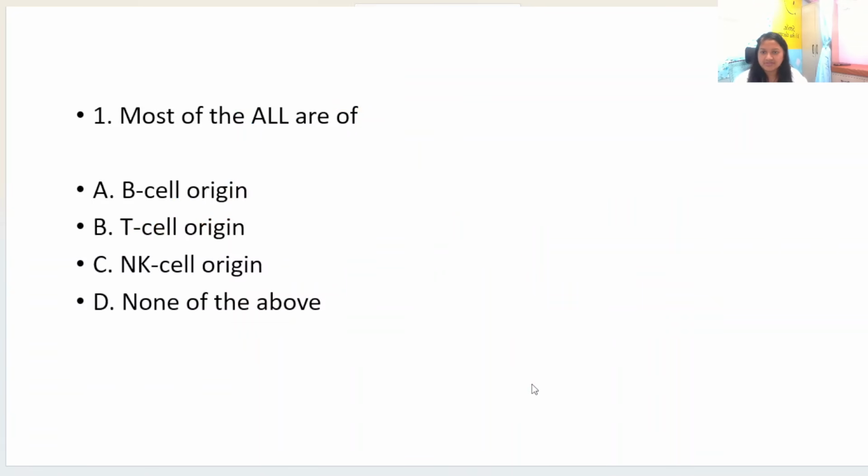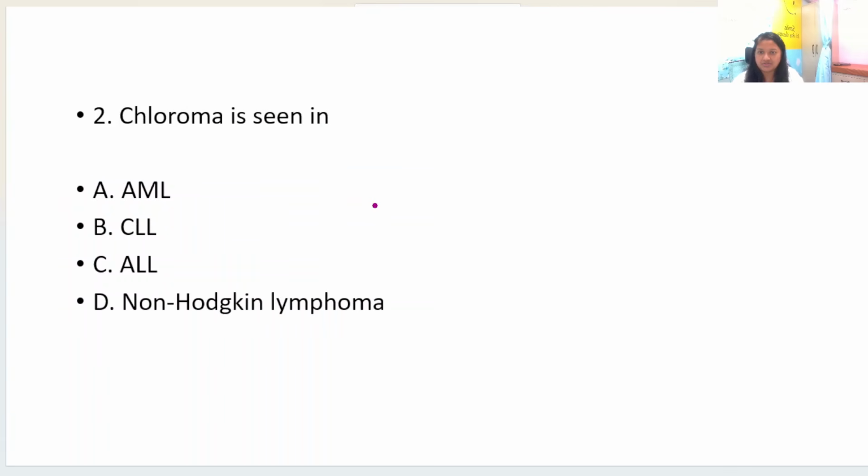Your first question is most of the ALL are of, your options are B cell origin, T cell origin, NK cell origin and none of the above. The answer here is B cell origin because nearly 75% are of B cell origin, T cell is 5 to 10%. So most ALL is of B cell origin.